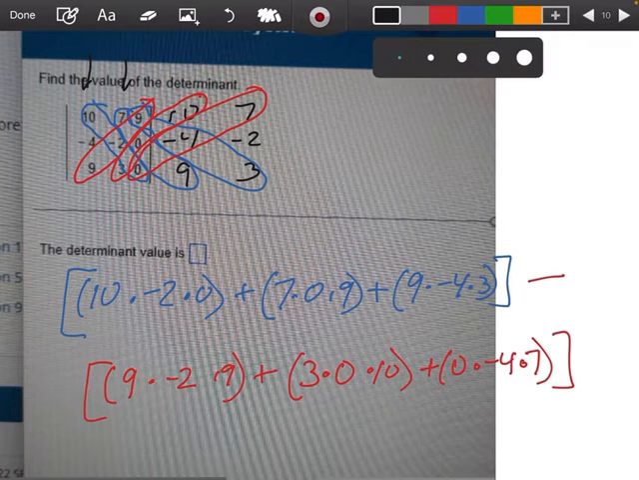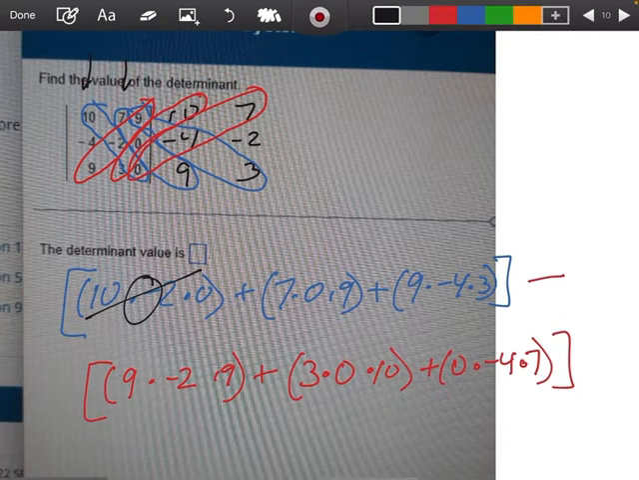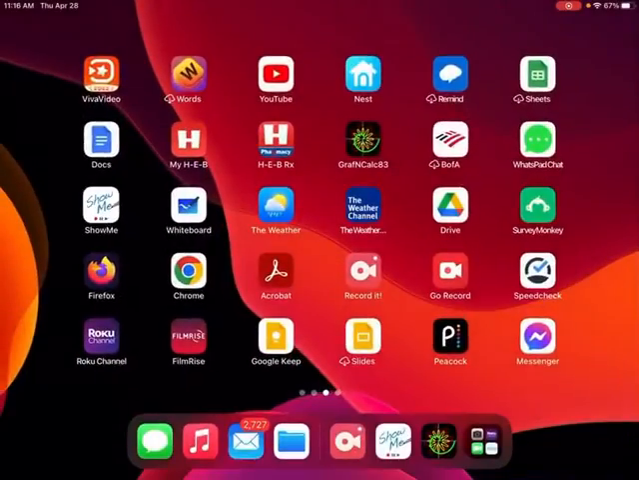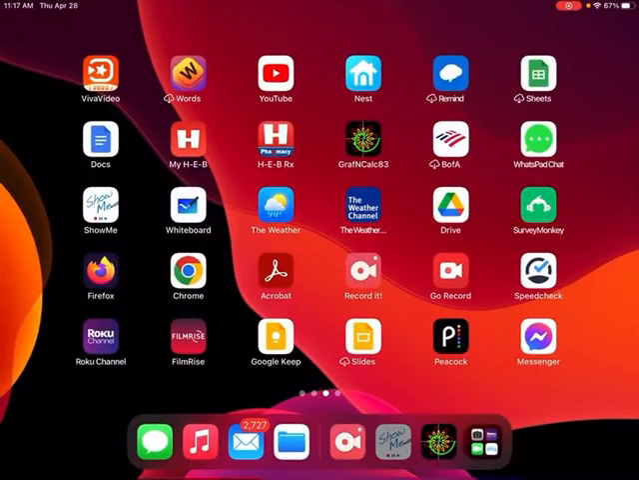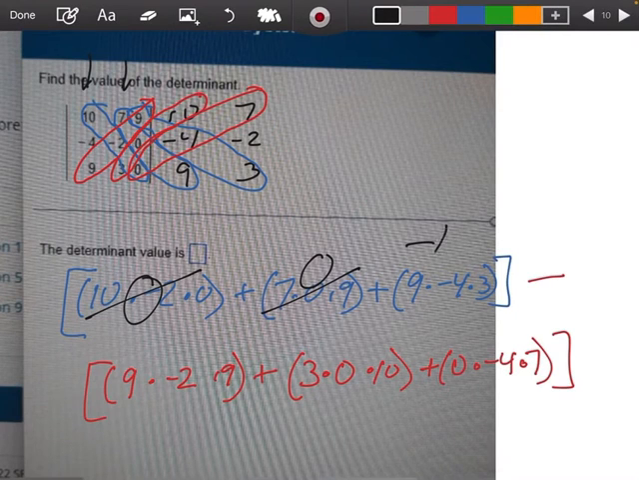So 10 times -2 times 0, that just goes away. That's going to give me 0. That's going to give me 0. So 9 times -4 times 3. Let's see. Let me grab my calculator right here. 9 times -4 times 3, -108. Okay. So this number here is a -108.